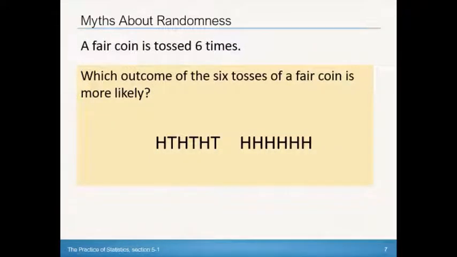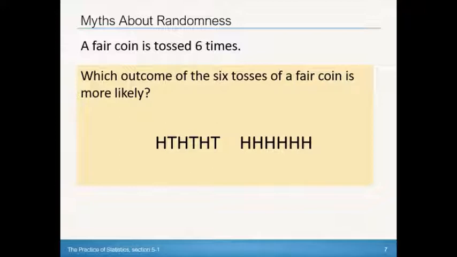So if I take a coin and I flip it 6 times, a fair coin means the probability of heads and tails is equal, 50%. Which of these is more likely to occur? Will we get heads, tails, heads, tails, heads, tails? Or would heads, heads, heads, heads, heads, heads be more likely? And actually, they're both equally likely. They're both very rare, that any one particular path would be very unlikely.